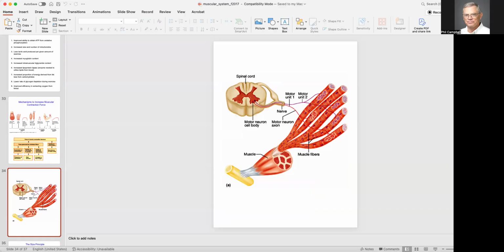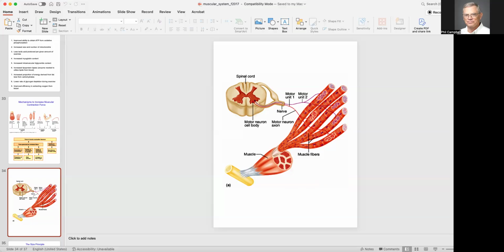I want to focus again on recruitment of muscle cells. It all depends on what we require that muscle to do. Early on, I talked about something called motor units. A motor unit consists of a single stimulatory neuron and the number of muscle cells that it's innervating. It can be 1, 2, 3, 4, 5, whatever. And remember how it works.